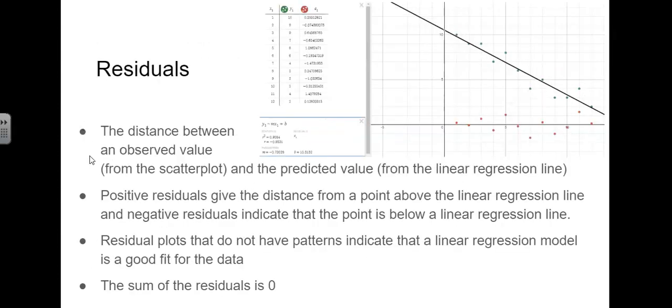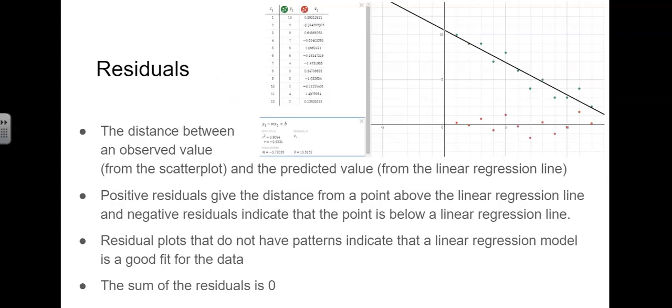The distance between an observed value from a scatter plot and the predicted value from the linear regression line is a residual. Positive residuals give the distance from a point above the linear regression line to the line, and negative residuals indicate that the point is below the linear regression line and give the distance from the point to the line. Residual plots that do not have patterns indicate that a linear regression model is a good fit for the data. And the sum of the residuals is 0.